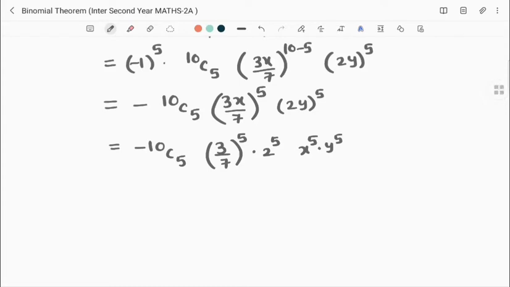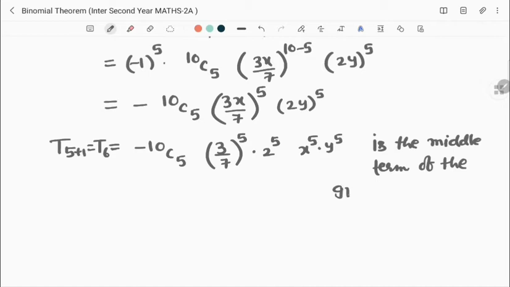This is called T6 or T(5+1), that is, T6 is the middle term of the given expansion.